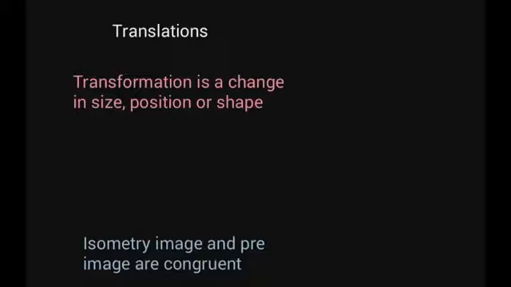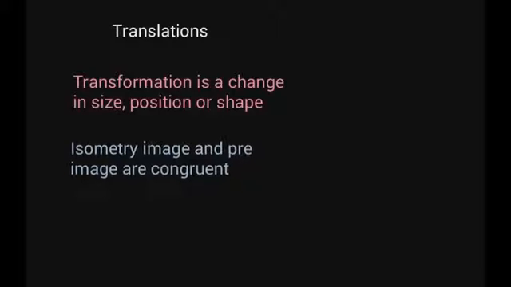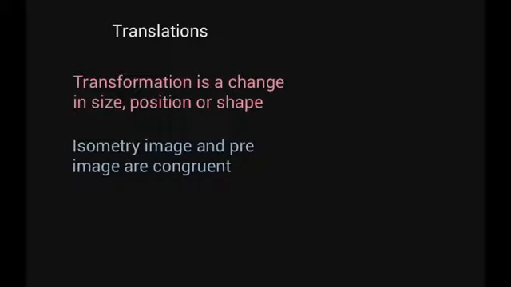We can change the size of something, we can change where it's located, we can change how it's oriented. We're just going to make a change to that figure. And isometry is when the image and pre-image are congruent. So whatever we do to that object, if the object remains congruent to the original, then it's an isometry.